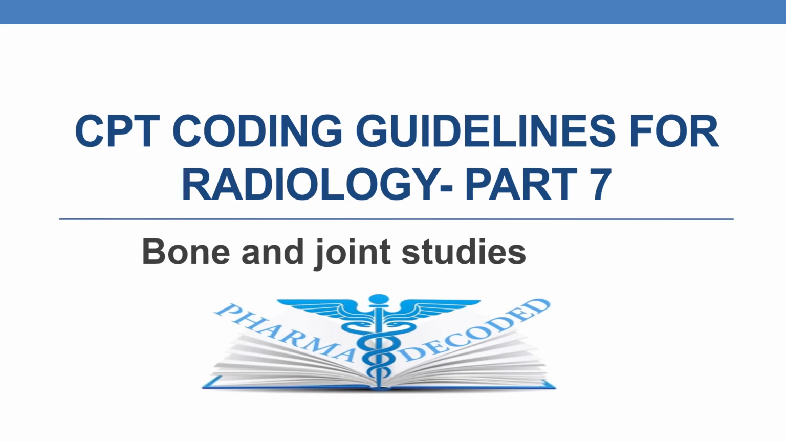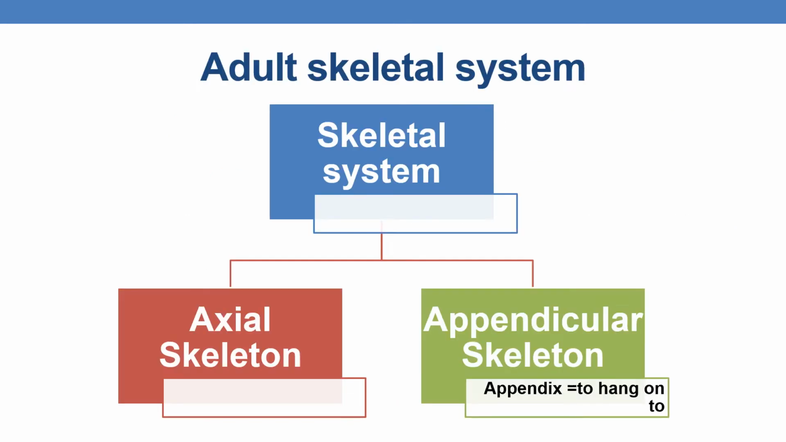Hello everyone, now let us discuss CPT coding guidelines for radiology part 7. In the current session, we will be focusing on bone and joint studies. Before going into CPTs, let us first briefly discuss the adult skeletal system.